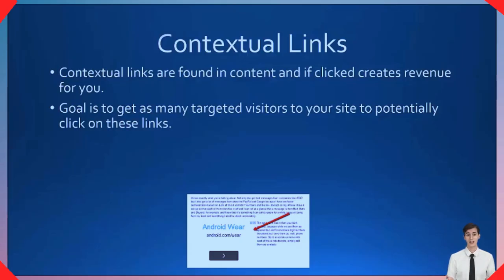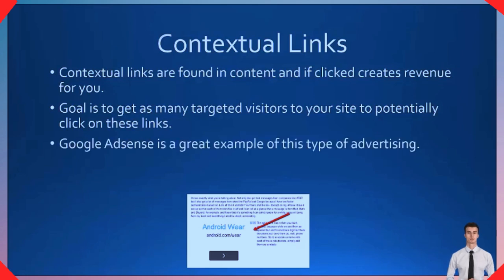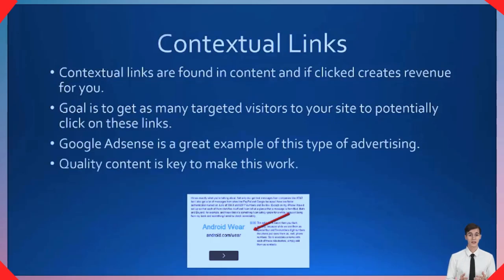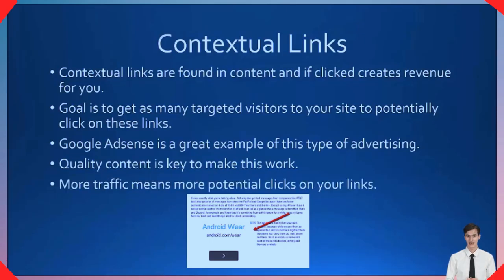Joel Comm is another person that, in the past, rose to fame because he has done extremely well with contextual type advertising with Google AdSense. And he has websites that had targeted visitors on it. Google AdSense is a great example of this type of advertising, and quality content, just like anything else with this business, is key to making this strategy work. More traffic means more potential clicks on your website, and that's just a proven fact.